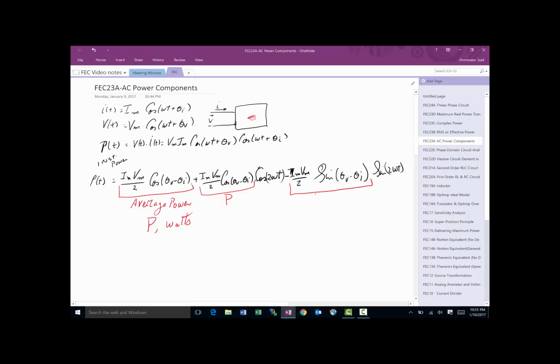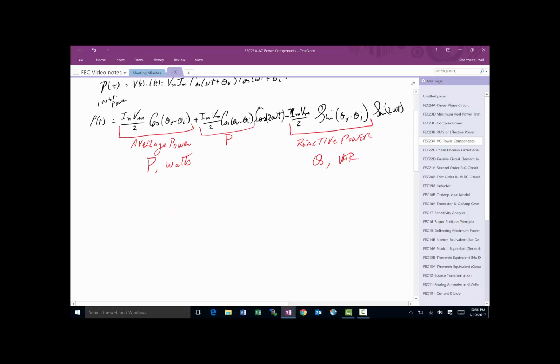This quantity is called reactive power. Reactive power is represented by Q, and the units are written as VAR to separate from watts. It has its own unique identity, and the unit is referred to as volt-amp reactive. All right, so that's the instantaneous power, and we have the components.